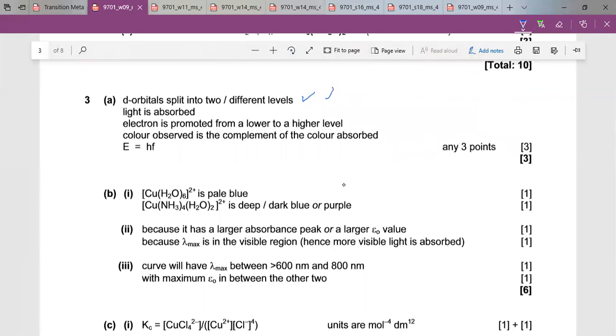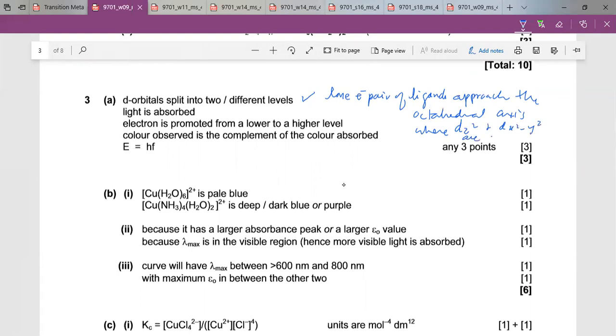The lone electron pair of the ligands approach the octahedral axis, where dz squared and dx squared minus y squared are. Therefore, repulsion, higher energy level.